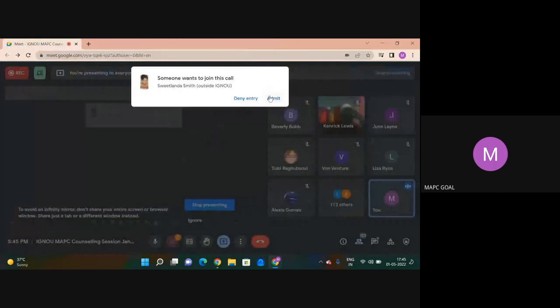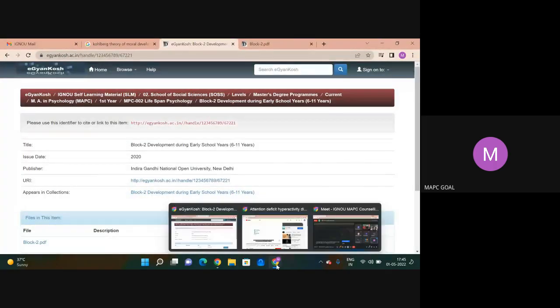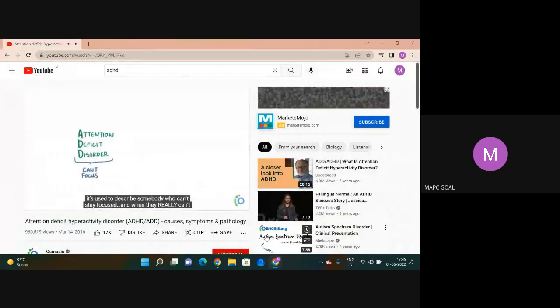What most people know or think they know about attention deficit disorder, or ADD, is that it's used to describe someone who can't stay focused. And when they really can't focus, they have attention deficit hyperactivity disorder, or ADHD. This continuum from one to the next isn't quite how it works though. ADD and ADHD are actually synonymous, as in they're the same.